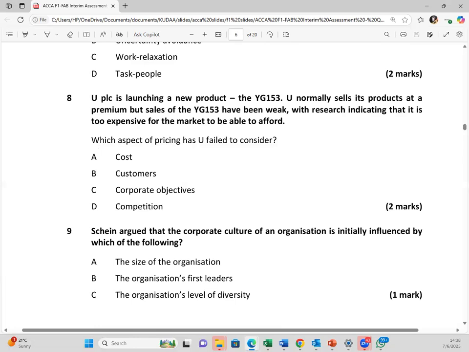So you is planning to launch a new product. And you normally sells its products at a premium, but sales of YG153 have been weak, with research indicating that it is too expensive for the market. So if we are selling at a price which is too expensive for the market, what is it that we've failed to consider?